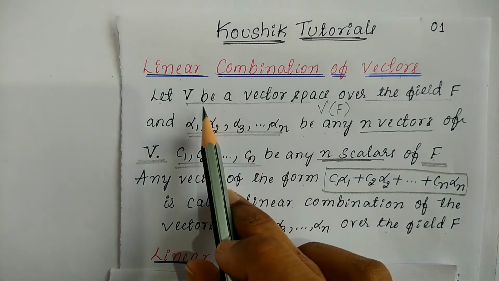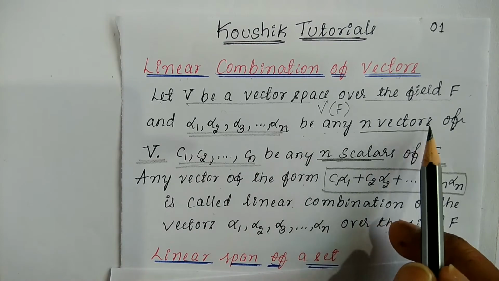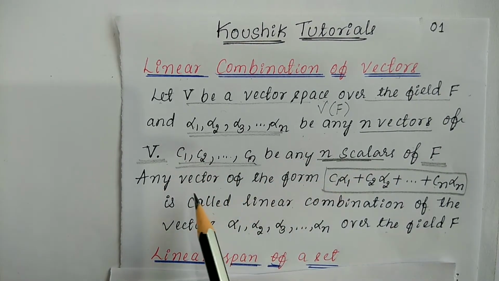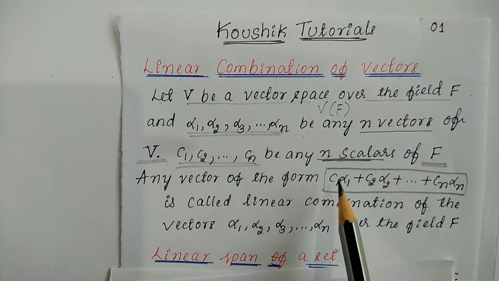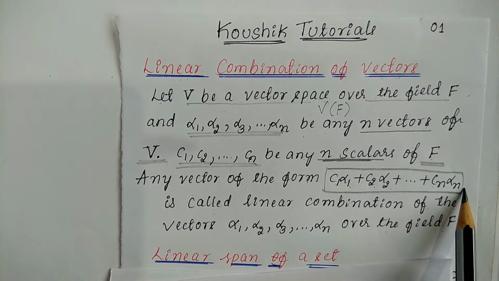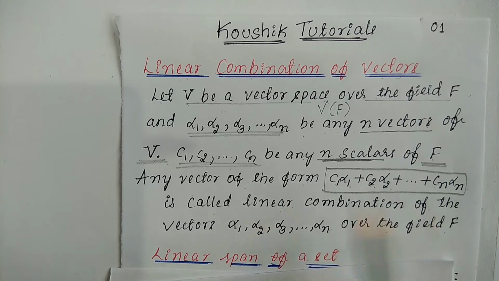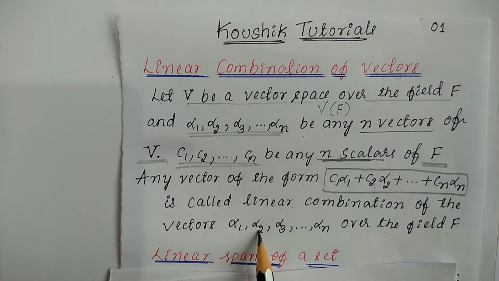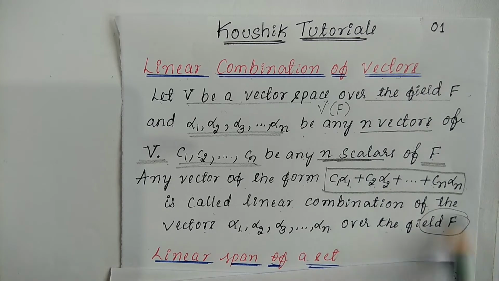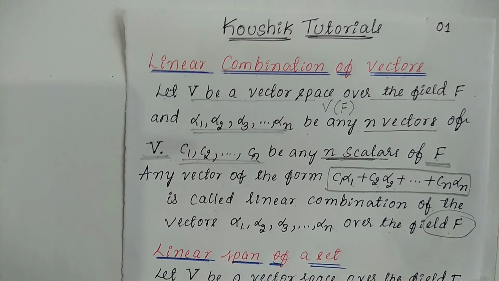Once again, let V be a vector space over the field F. Alpha 1, alpha 2, alpha 3, alpha n be any n vectors and C1, C2, Cn be any n scalars. Any vector of the form C1 alpha 1 plus C2 alpha 2 plus so on Cn alpha n is called a linear combination of the vectors alpha 1, alpha 2, alpha 3, and so on alpha n over the field F. Is it okay? So next, linear span of a set.